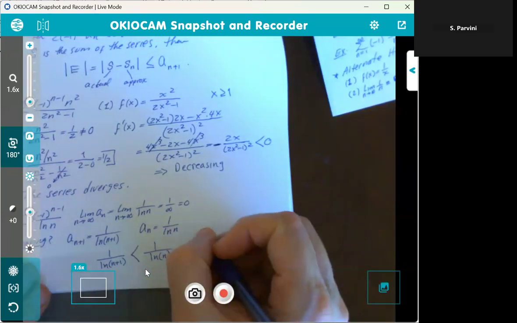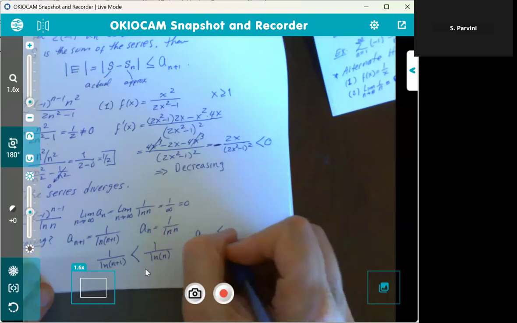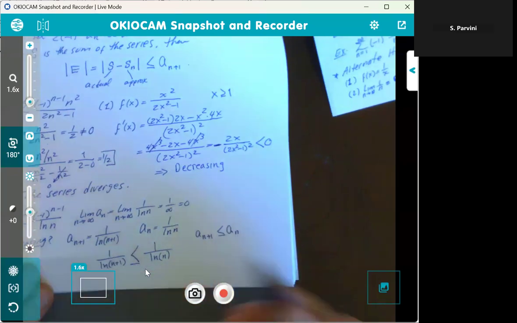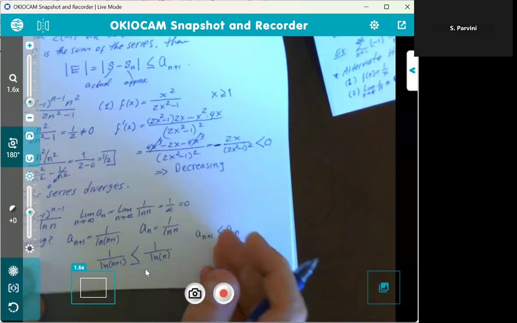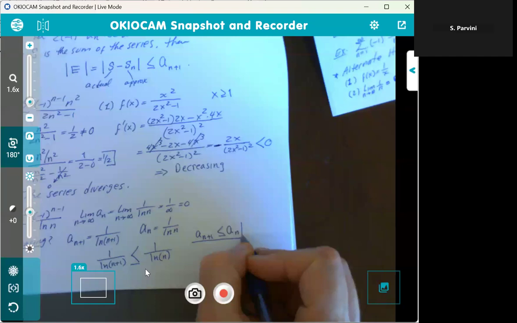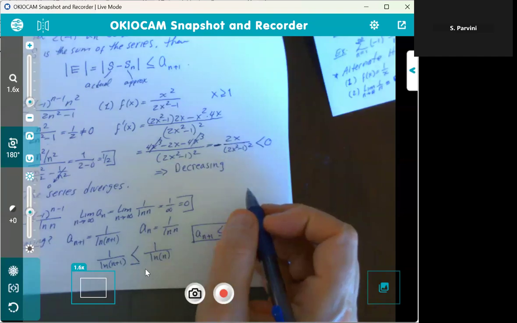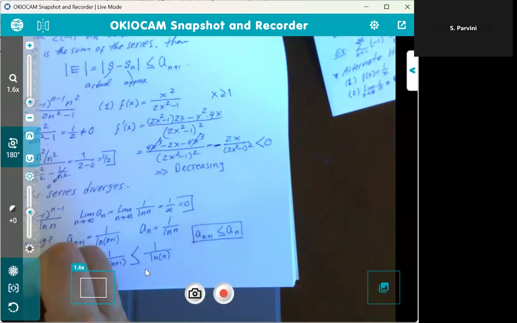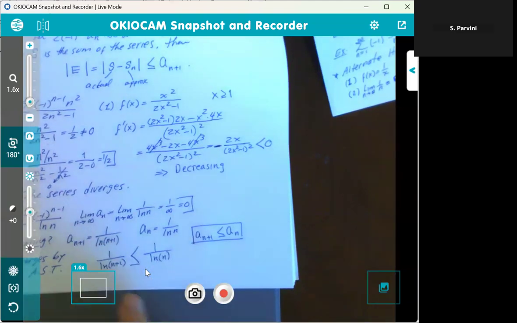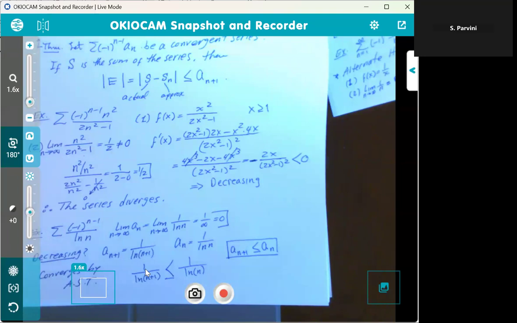So what we have established, in fact, is that a sub n plus 1 is less than, we can put equal to, it doesn't matter, because even though they're not equal, logically it is not wrong if you put equal, as long as it's less than. And there you go. We established item number 1. The limit was number 2. Both of those hold. Therefore, this series converges by the alternating series test. Okay, and there you have this one.